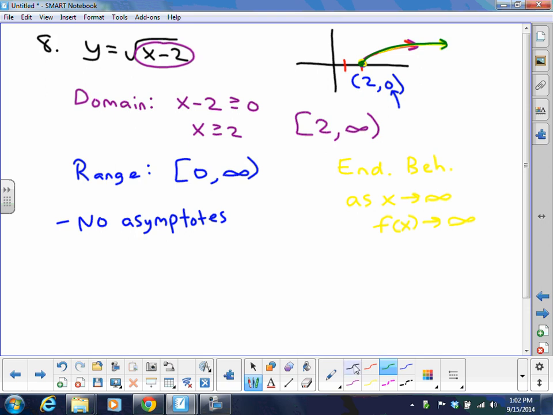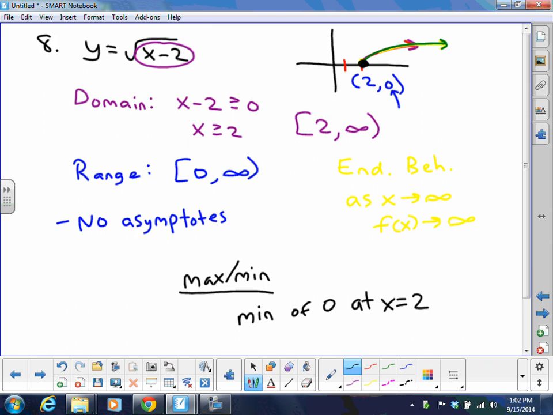Okay, max and min now, this one does have. It does have a lowest point that it ever gets to, and that's when it first starts. So it has a minimum of 0, and that occurs when x equals 2. So that's what I need. I don't want a coordinate, I don't want 2, 0. The minimum is 0. That's the lowest this graph ever gets. It just happens to occur when x equals 2.